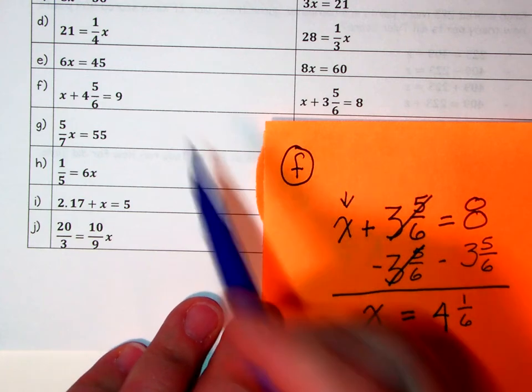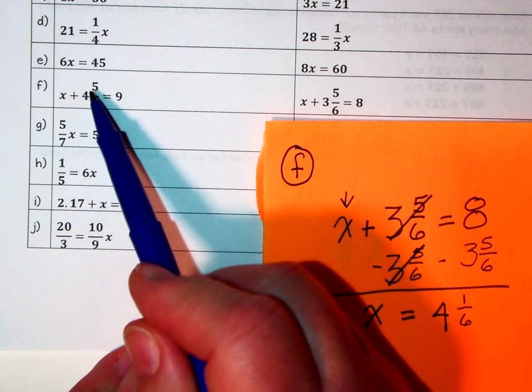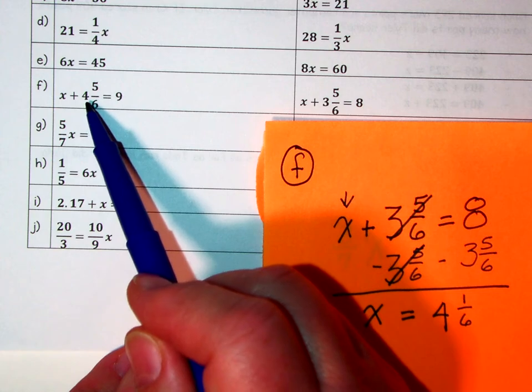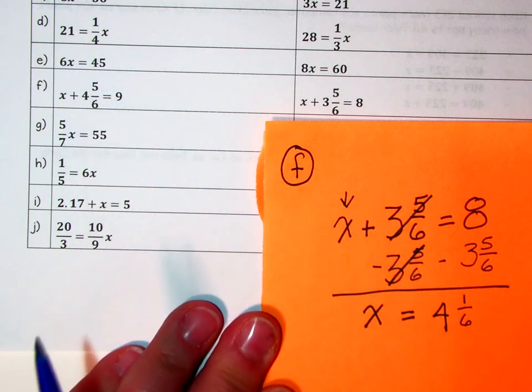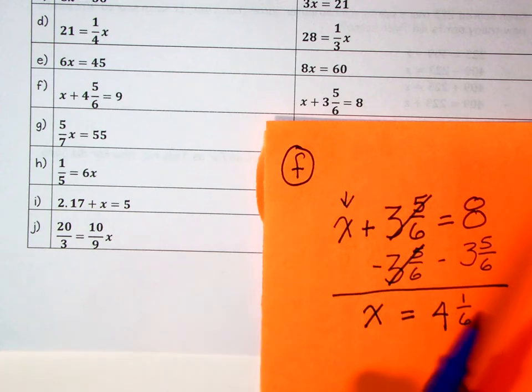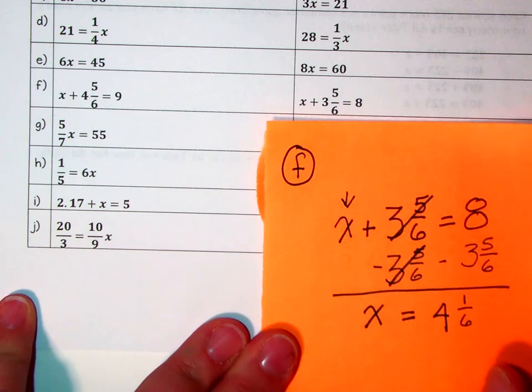Okay. So in your problem, you would have needed to subtract 4 5/6 from both sides. 9 minus 4 is 5. And then 5 minus 5/6 is again going to be 4 1/6, similar to my problem. Okay, go ahead and do problem G and submit your answer. And I'll work on mine.